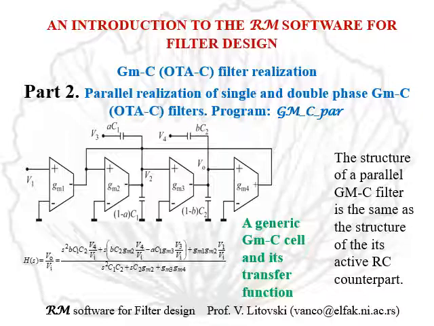Then we go to the second variant of GMC filter realization, which is parallel realization of a single and double phase GMC circuit. We will start with a generic cell, a second order cell, which will be extensively used for parallel and also for cascade realization.